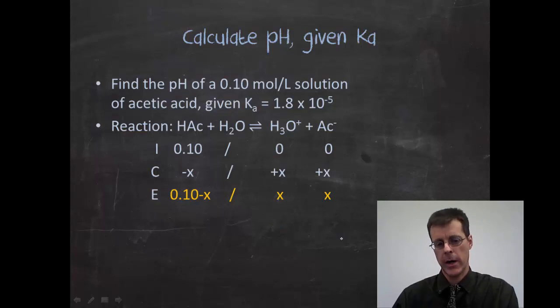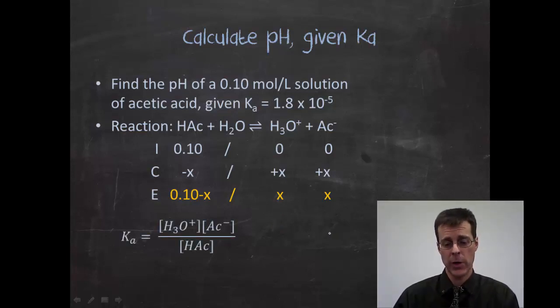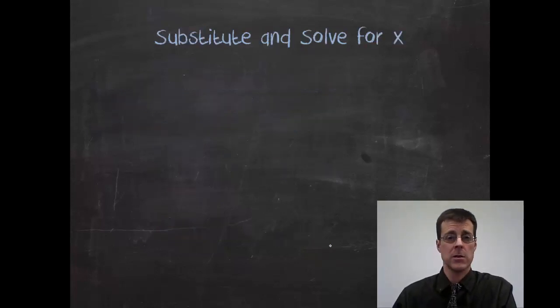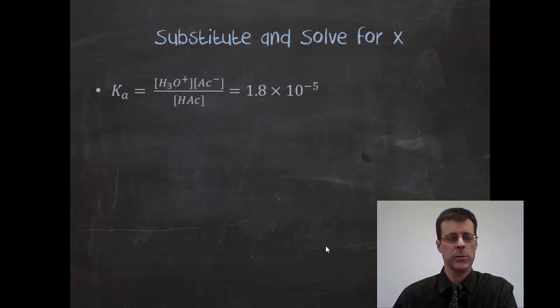So what do I have? I have the equilibrium expression and its value. Now if you think back to when we were doing this before, they were always set up to be easily solvable. Well, what can we do? We're going to substitute and solve for x. We're going to try and do the same thing. Here we're going to run into a bit of a problem though.